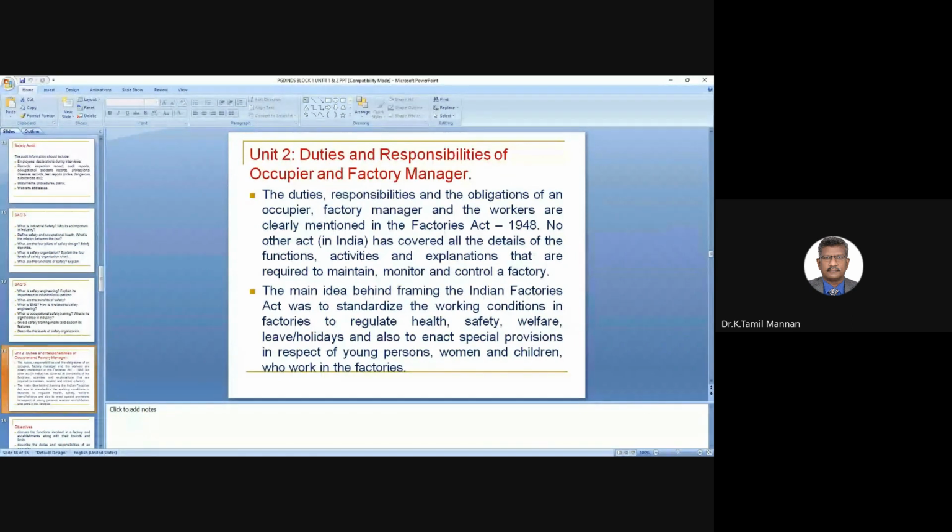So the main idea behind the forming of the Indian Factories Act was to standardize the working conditions in the factory. What is the reason for framing the Indian Factories Act 1948? It helps to standardize the working conditions of the factories, to regulate health, safety, welfare, leave, holidays, and also enact special provisions to protect young persons, women, and children who work in the factories. These are what they have to obey based on the Factories Act 1948.